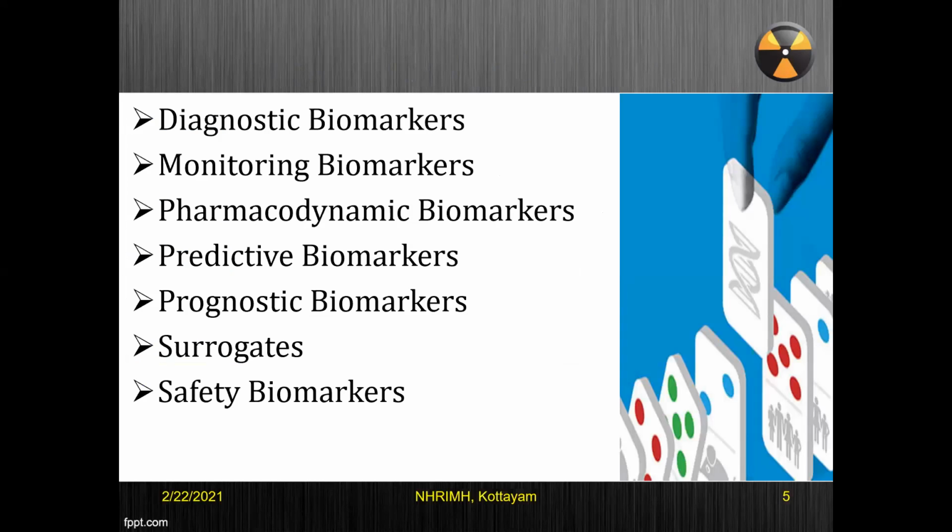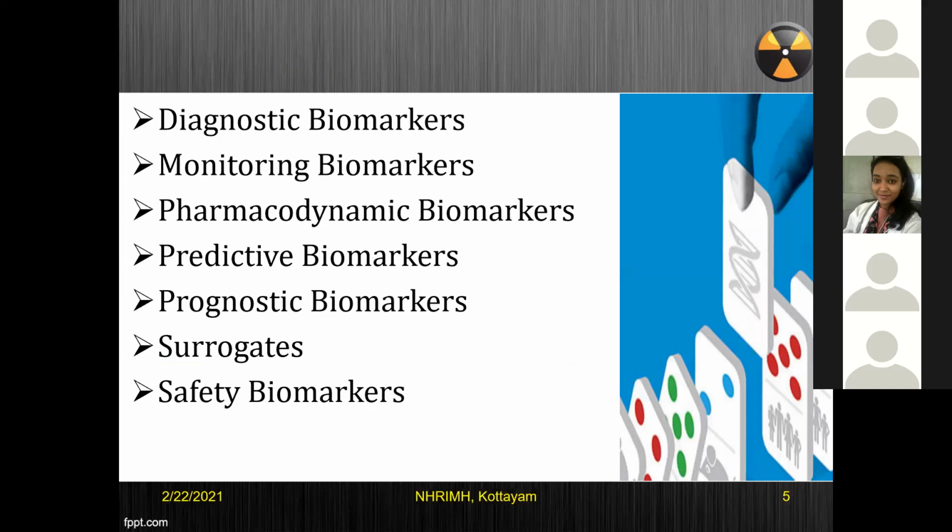There are many kinds of biomarkers: diagnostic, monitoring, pharmacodynamic, predictive, prognostic, surrogate, and safety biomarkers. Diagnostic biomarkers are, in general, yes or no: if troponin is elevated, yes, there is myocardial infarction. Monitoring is to know whether the patient is in a stable condition as long as he is under treatment. Pharmacodynamic is how the treatment is going on.